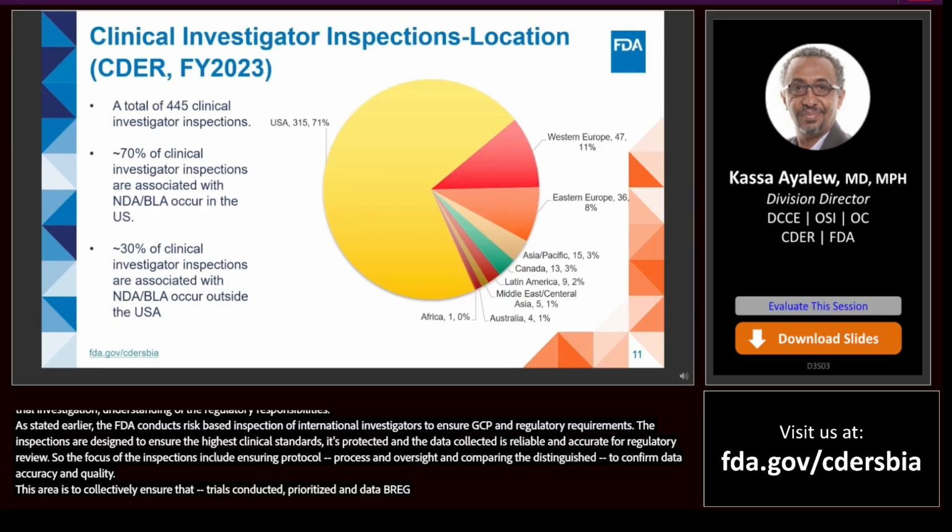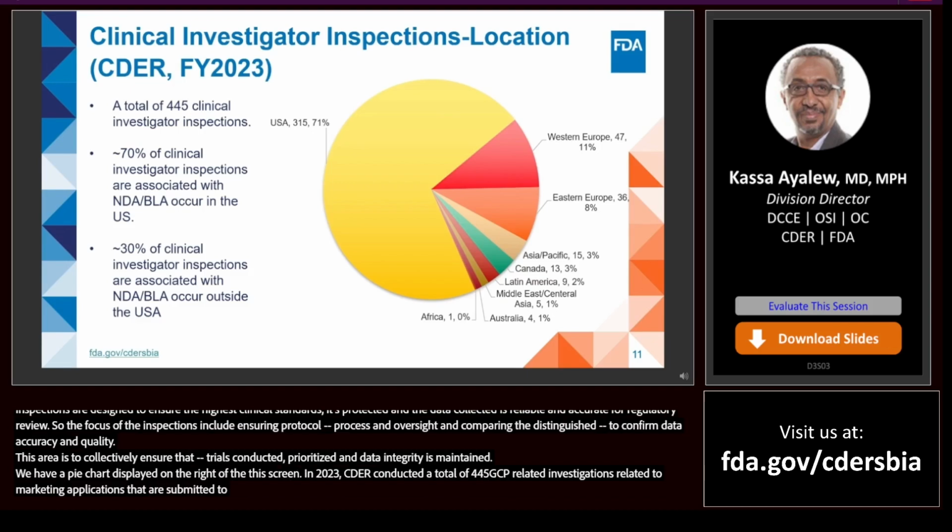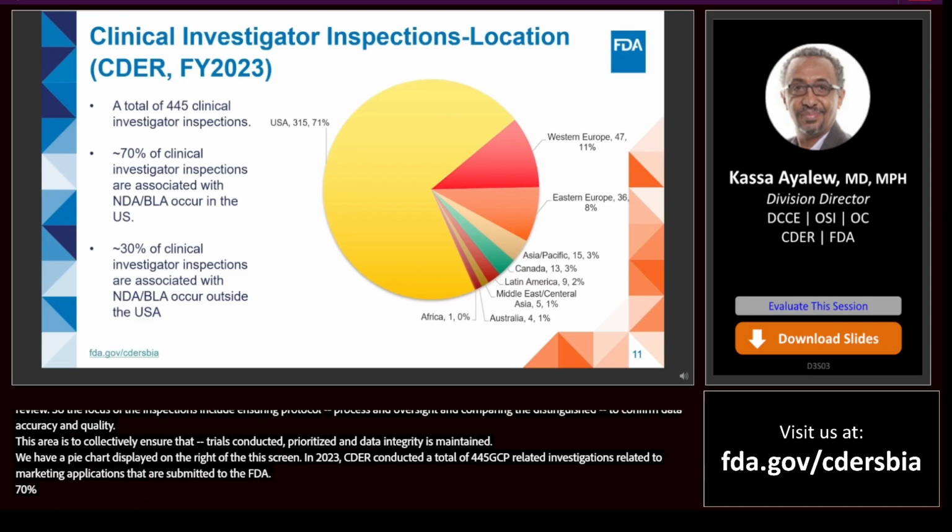To provide you an overview of the scope of clinical investigator inspection in a single year, we have the pie chart displayed to the right of the screen. In 2023 alone, CDER conducted a total of 445 GCP-related clinical investigator inspections related to marketing applications submitted to the FDA. About 70% of those inspections were carried out in the US, while the remaining 30% took place internationally.